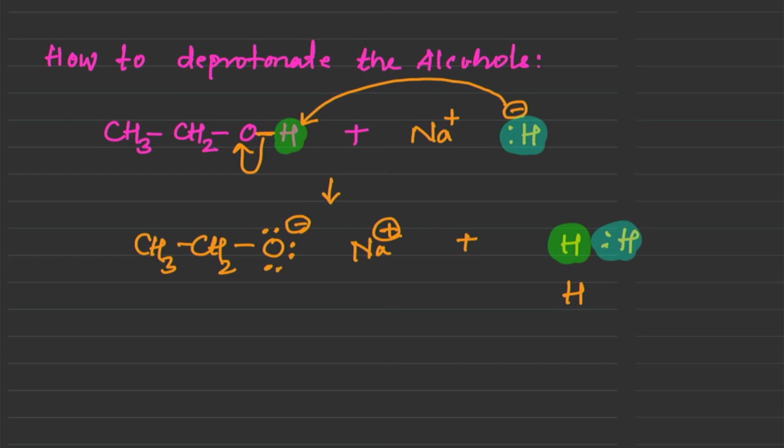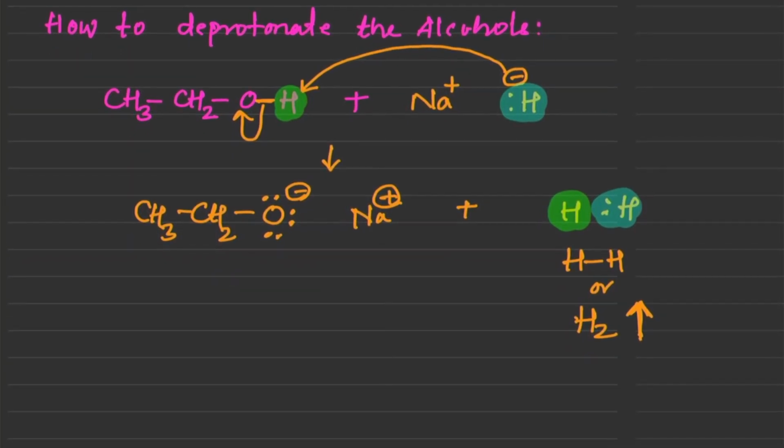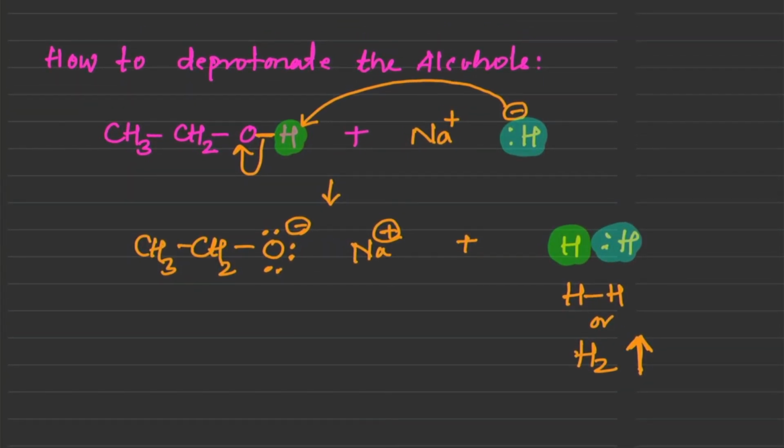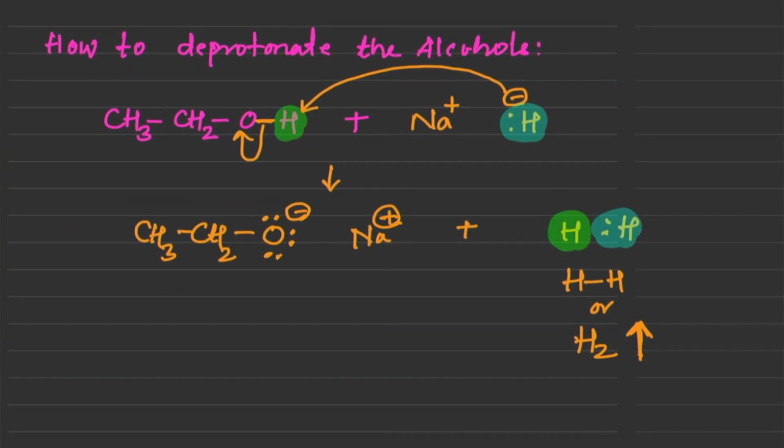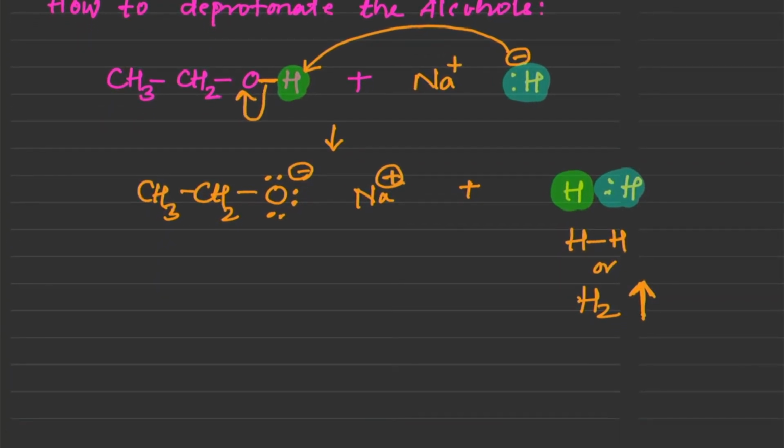So what is the bond? When you have 2 electrons, that's a single bond, or that is our hydrogen. This hydrogen gas right here is going to leave the reaction. That's why you have an arrow pointing up. This arrow pointing up tells us the hydrogen gas is eliminated from the reaction. So that's how you deprotonate an alcohol. You basically use a strong base. Now you can do this another way.